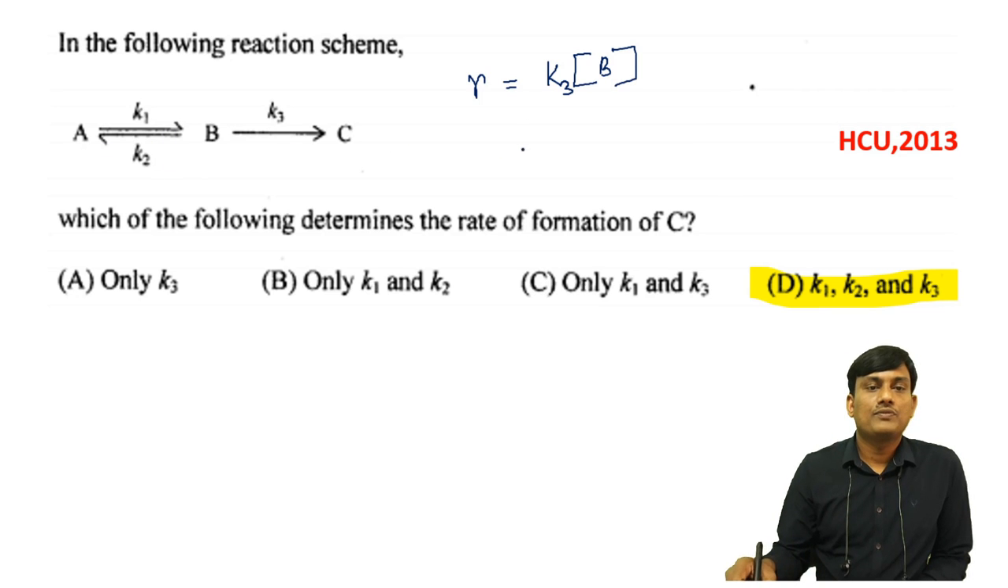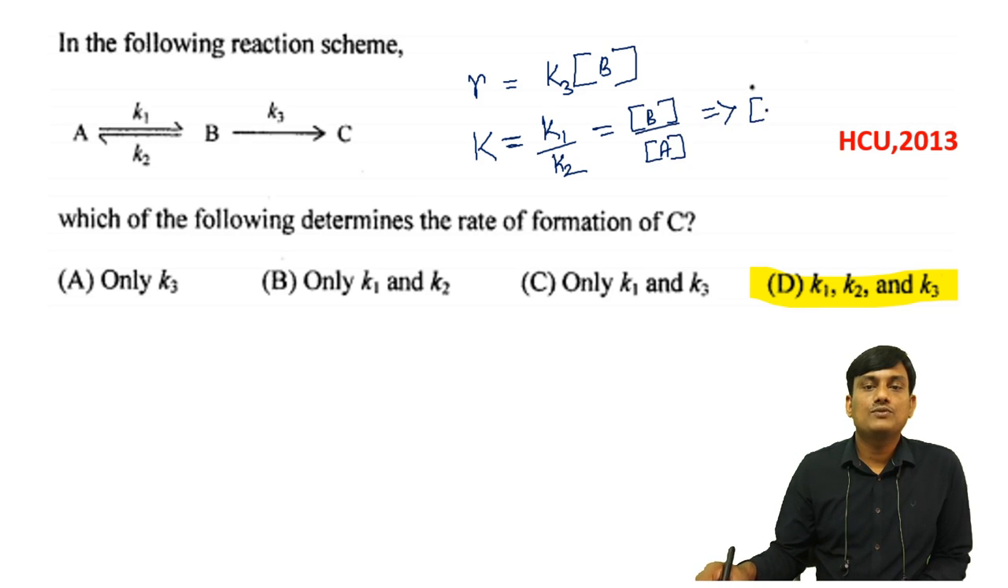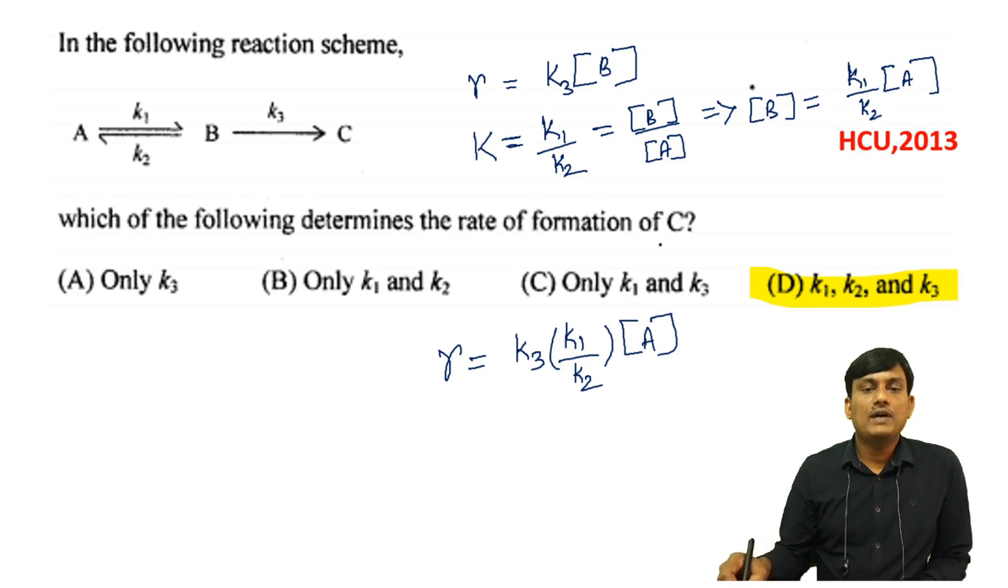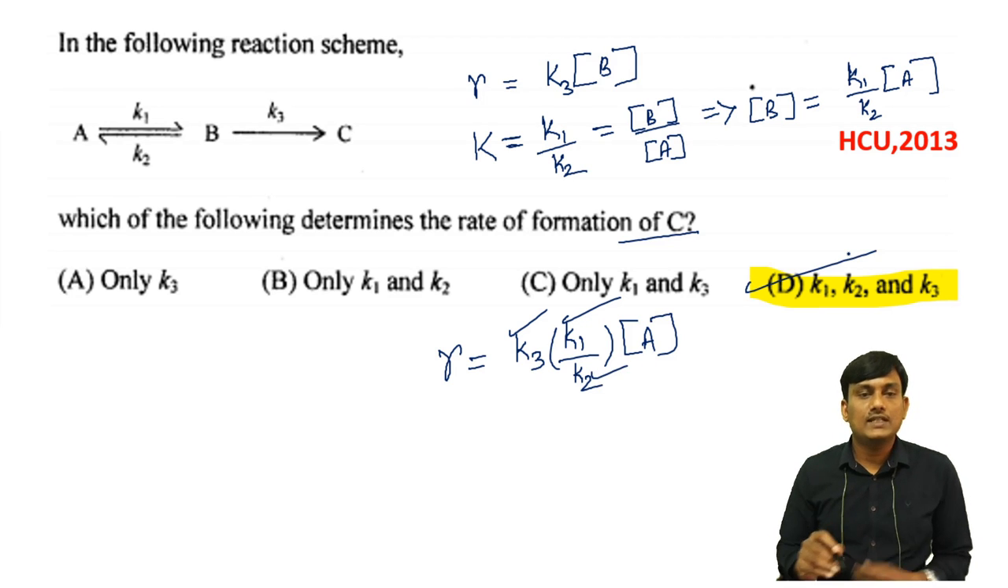From this equilibrium, capital K, the equilibrium constant, is equal to forward rate constant K1 by backward rate constant K2, which is equal to concentration of B by concentration of A. So that implies concentration of B is equal to K1 by K2 into concentration of A. So in place of B we can substitute K1 by K2 into A. So R is equal to K3 into K1 by K2 into concentration of A. So finally, the rate of formation of C depends on K3, K1 and K2. So the correct option is D.